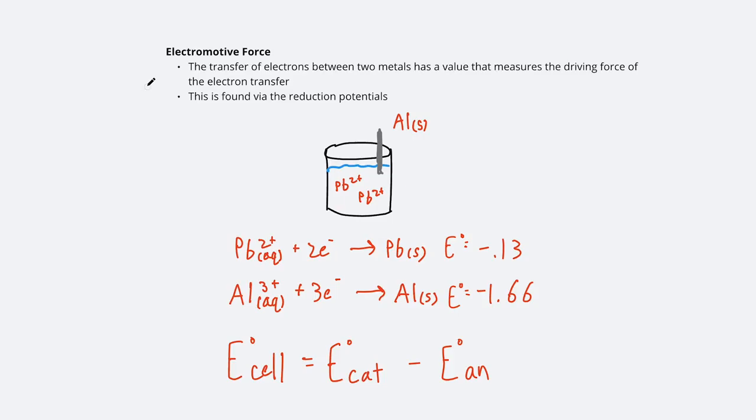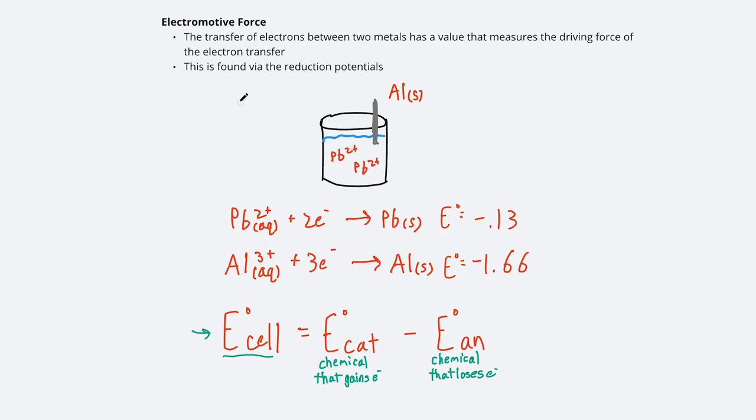This brings us into the idea of the electromotive force. Electromotive force is just telling us how strongly those electrons are being transferred between those two species, and it depends on both the reduction potential of the metal that's losing electrons and the reduction potential of the ions that are gaining electrons. And we use this equation here at the bottom where we have E cell, and E cell is telling us how strongly those electrons are being transferred. And we get that by this equation, E cathode minus E anode. And E cathode is just the reduction potential of the species that gains electrons. And E anode is the reduction potential of the chemical that loses electrons.